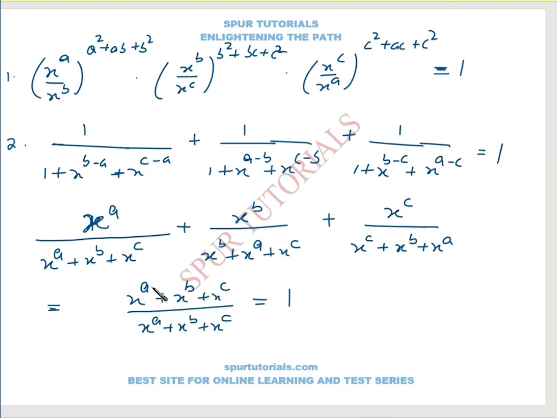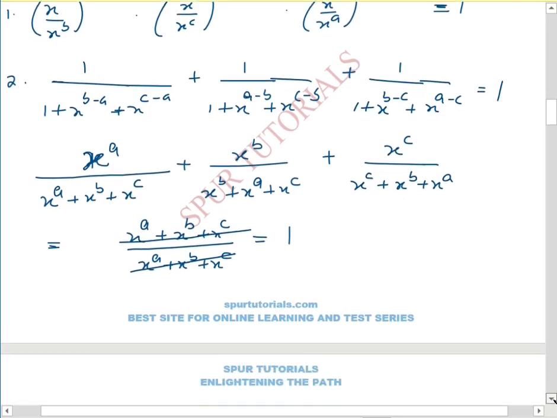Don't cancel it like this, x raised to power a with x raised to power a. We can't cancel like this. You have to cancel this whole term, right? So whenever you have a big denominator, it is better to take something common, to find something common in the denominators. Got it? Let's move to next problem.